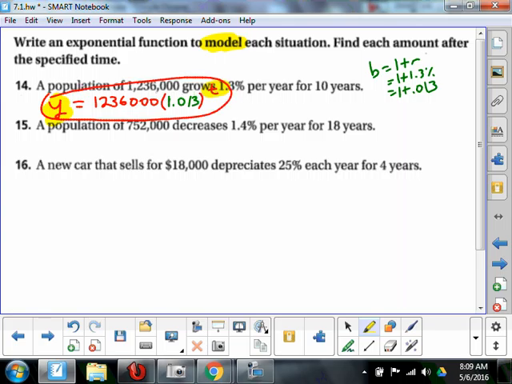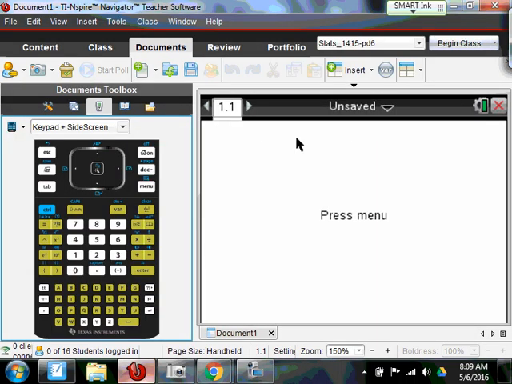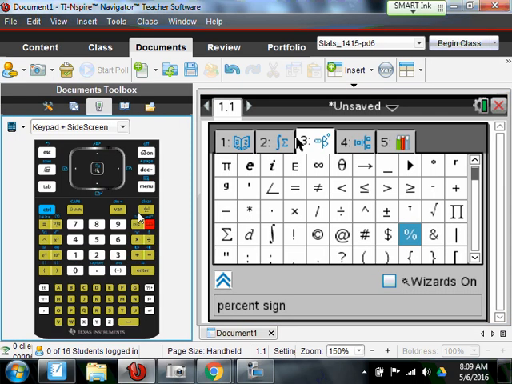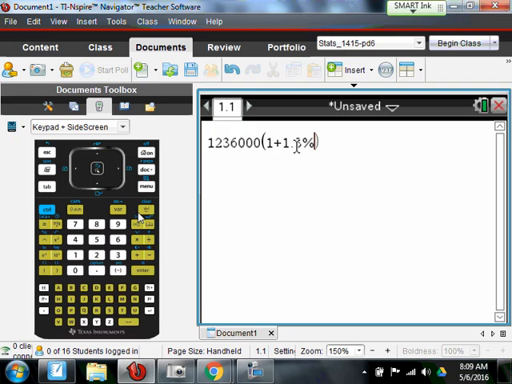Write an exponential model. Got him. The second half says, now find each amount after the specified time. So now we'll go ahead and plug in 10 and see what happens. You are going to need a calculator capable of exponentiating: 1,236,000 times 1 plus 1.3%. You could do that? Yeah, you can. Do you see what I did there on the Inspire?